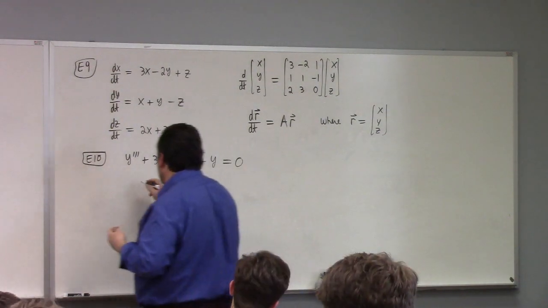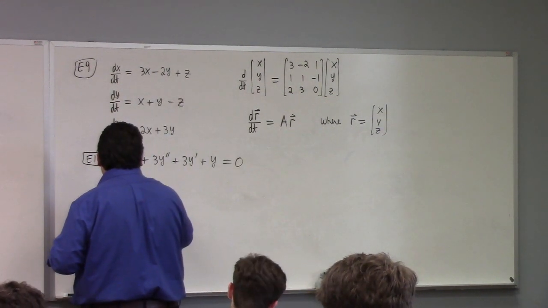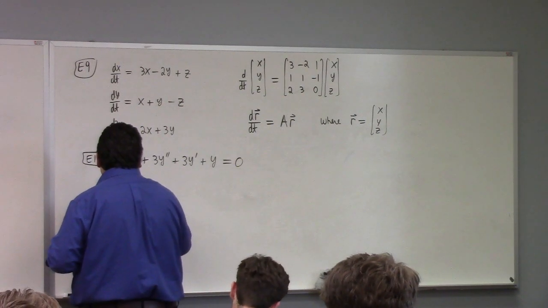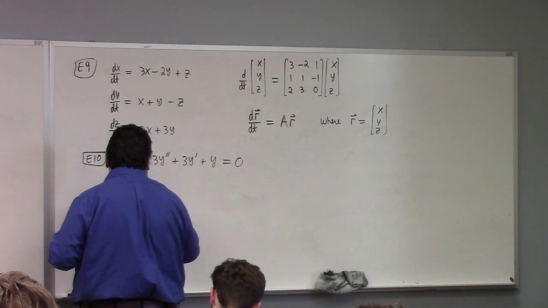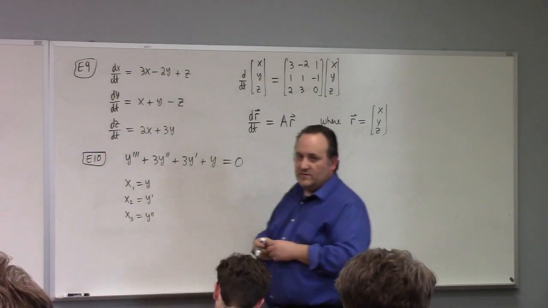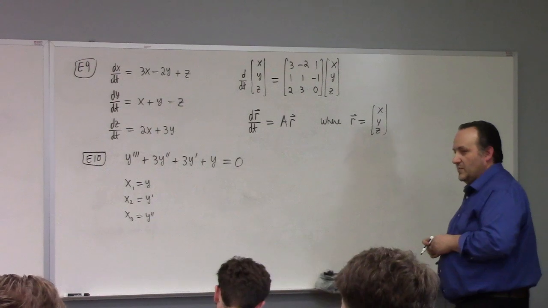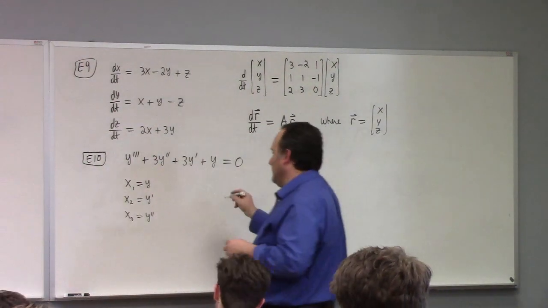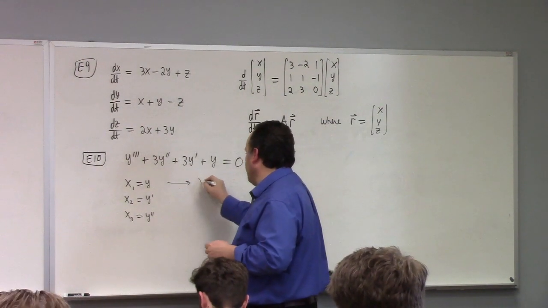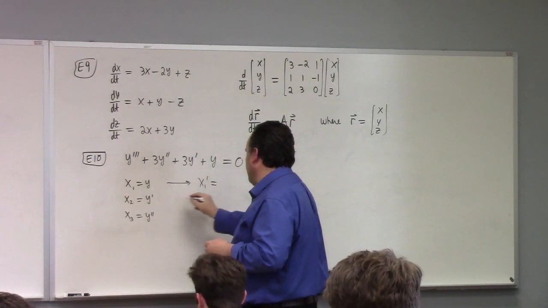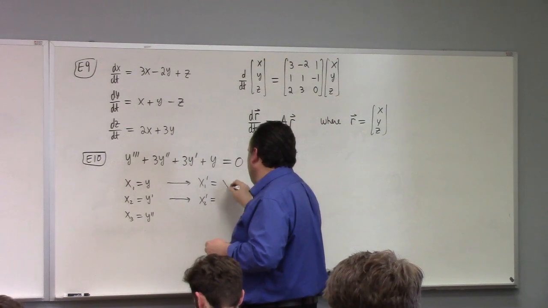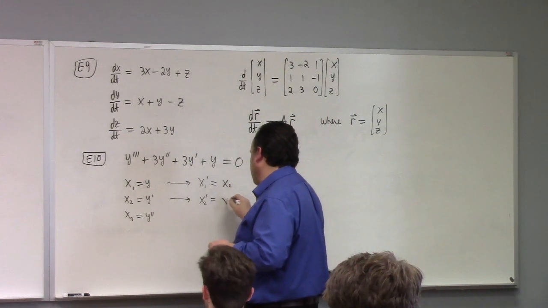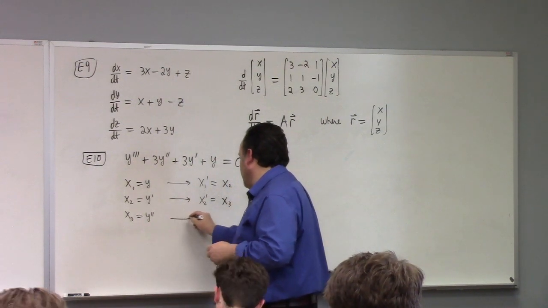Instead, I'm going to write down x1 equals y, x2 is y prime, x3 is y prime prime. We can use this as reduction of order for this third order problem, like this. So you see we get x1 prime is what? x2 prime is what? x2, x3. And what is x3 prime?